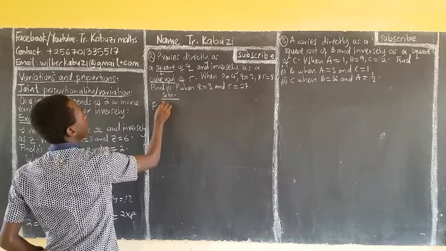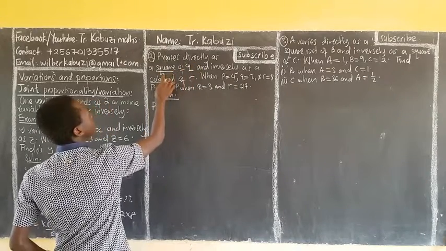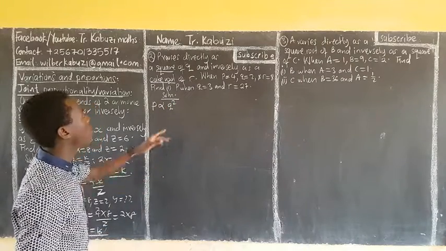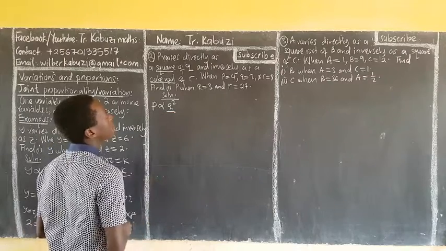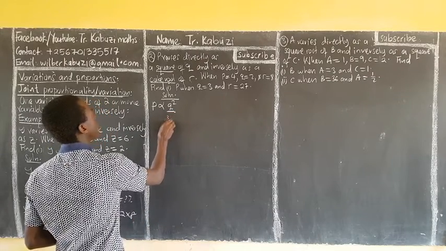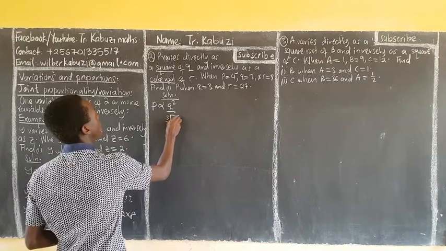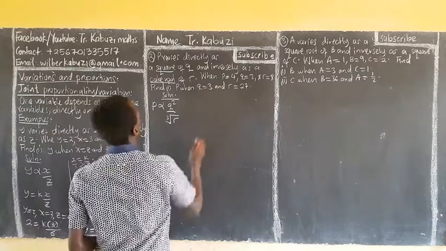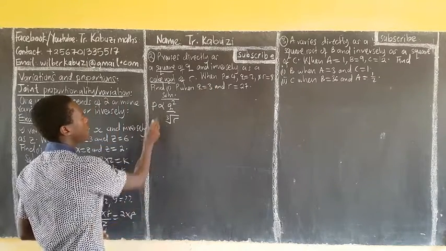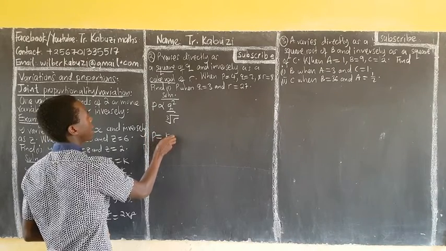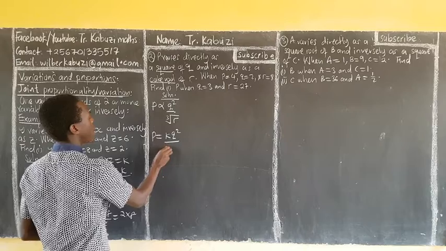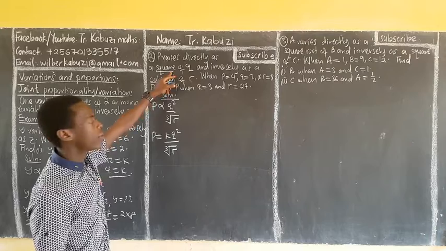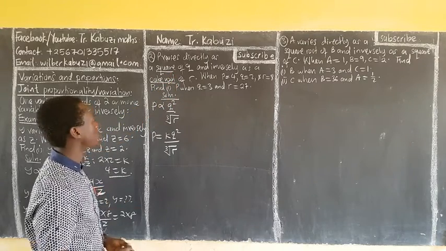P varies directly as a square of q, and inversely, meaning it's down, as a cube root of r. Simple as that. So you're done with the question. Then we remove this proportionality sign. So my p now will be k q squared over the cube root of r. This is a square because they didn't say square root. This is a root because they say cube root.